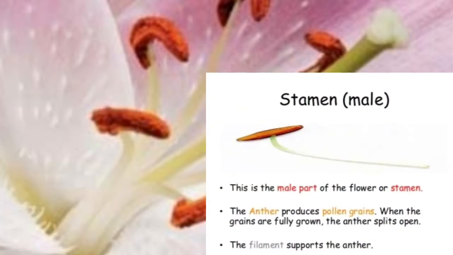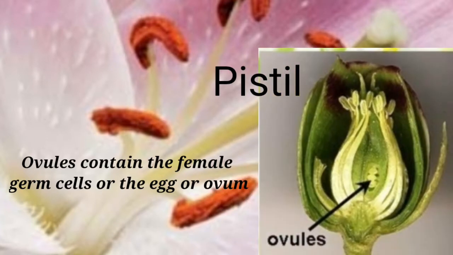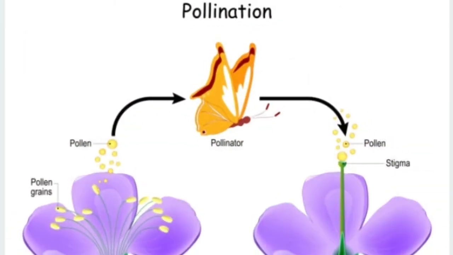Stamen is the male reproductive part. It produces pollen grains in the anther, which contains the male germ cell or the male gamete. Pistil is the female reproductive part. It produces ovules in the ovary, which contains the female germ cell or female gamete.